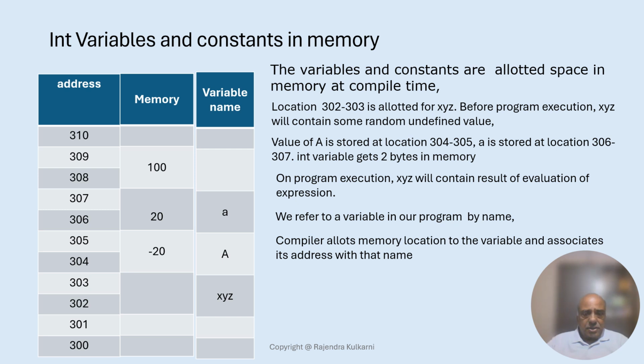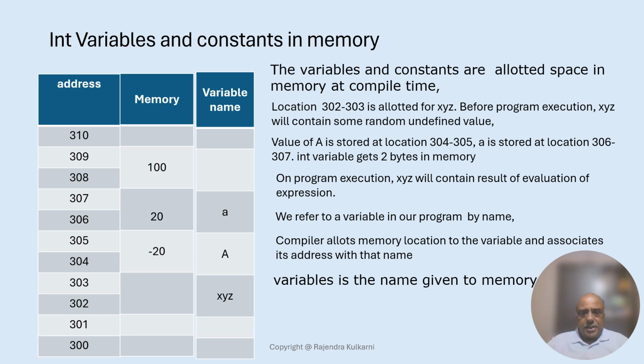What the compiler does is allot a memory location as soon as it comes across a variable at the time of declaration, and if it has been assigned a value at the time of declaration, that value will get stored. So the compiler allots a memory location to the variable and also associates its address with that name. So A gets associated with address 306. XYZ gets associated with memory location address 302.